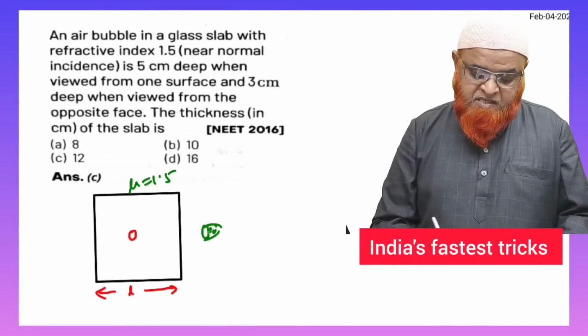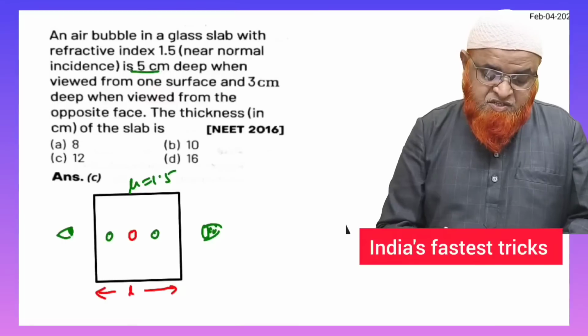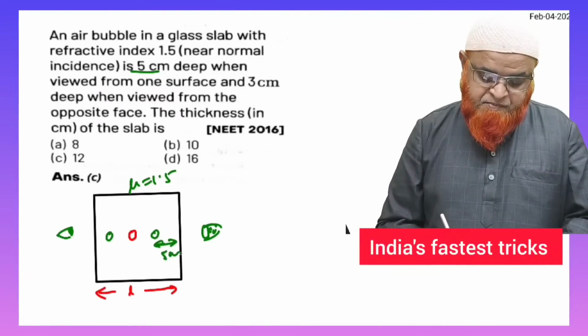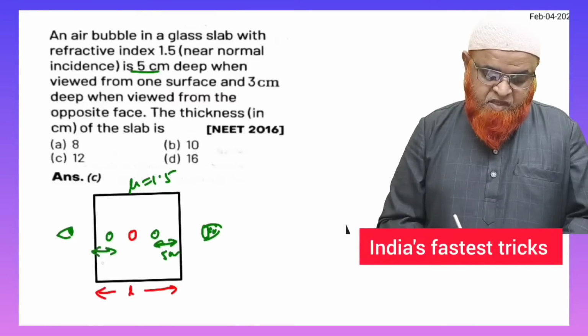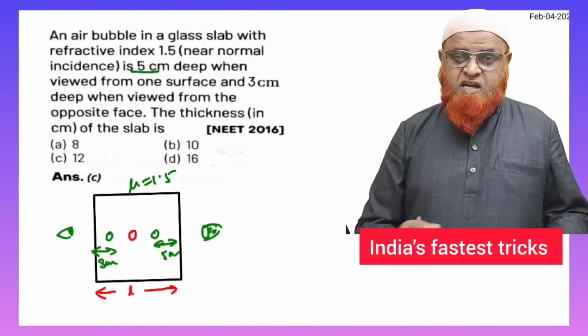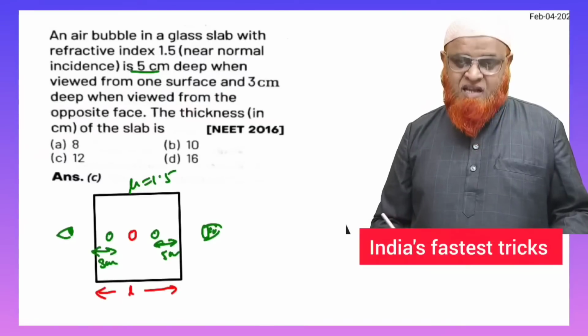From this side, if a person is going to see, the bubble appears to be here. From this side, if he sees, the bubble appears to be here. But it is said that the bubble appears to be 5 centimeters from this side, and from this side the bubble appears to be 3 centimeters. He is asking us to find out what is the length.